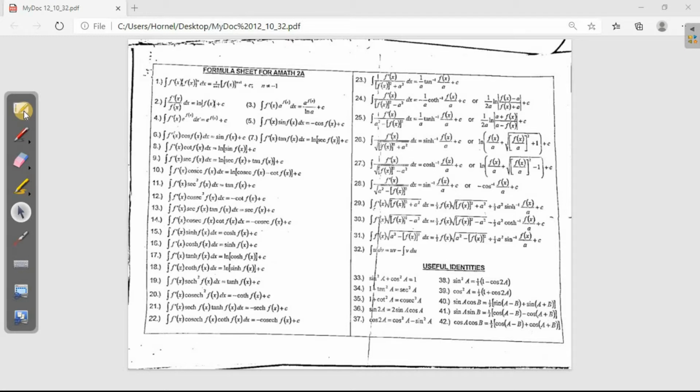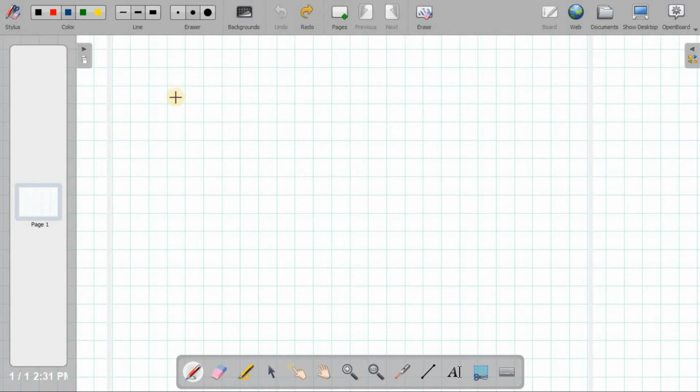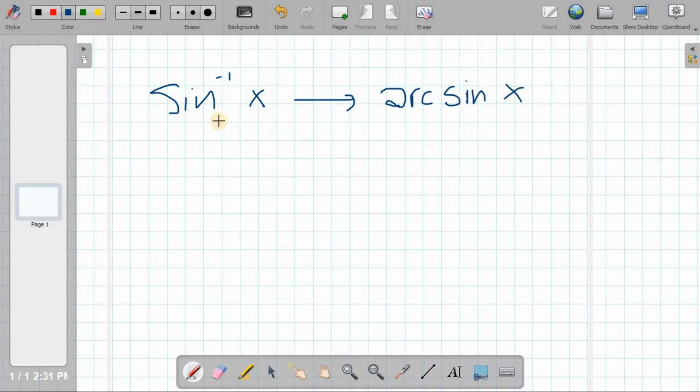So let me try to take an example. These are formulas that actually you need to know. There are also some transformations that you need to know. Let's come here by the board. Like yesterday when I was explaining, I was saying sine to the power minus 1 of x. It's the same thing. They can write this as arc sine of x. Same thing. These are things you must know.